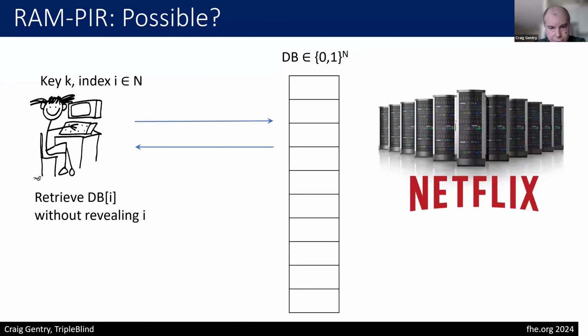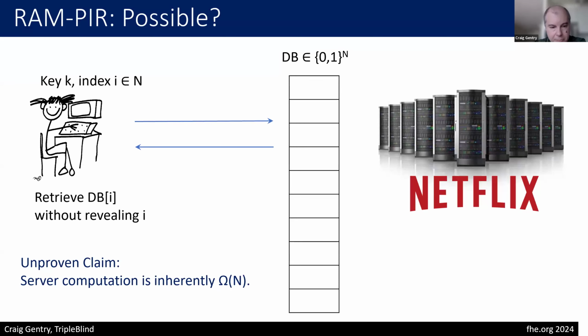Okay, so what is our strategy for doing that? Is it even possible, first of all? So here's private information retrieval again. Basically, Alice has I. She wants to get DB of I without revealing I.